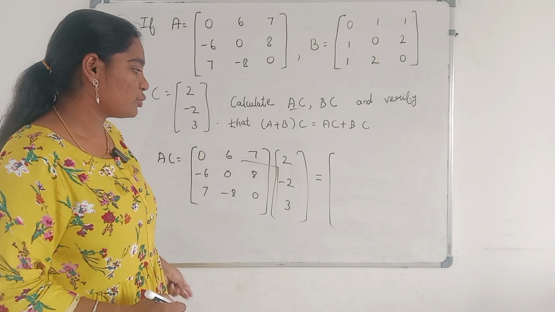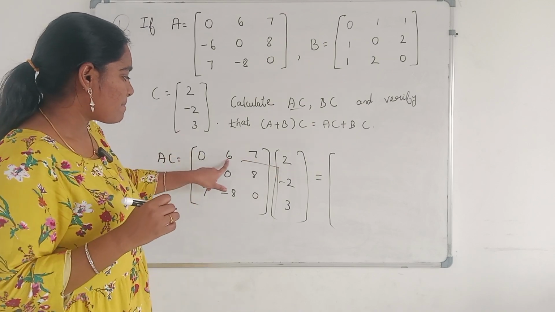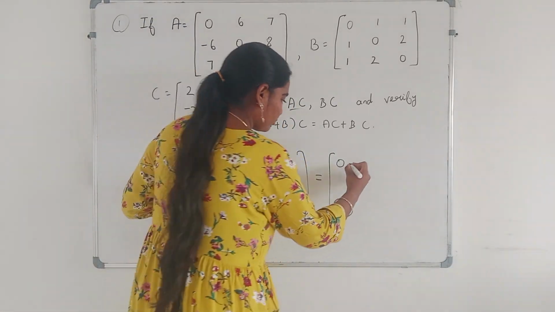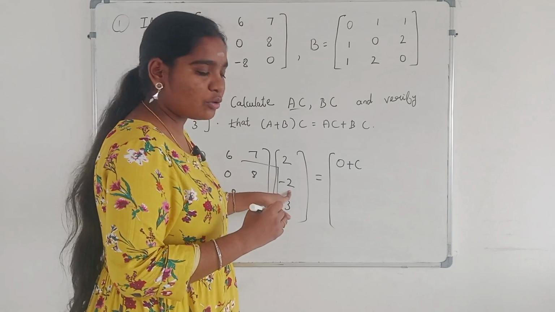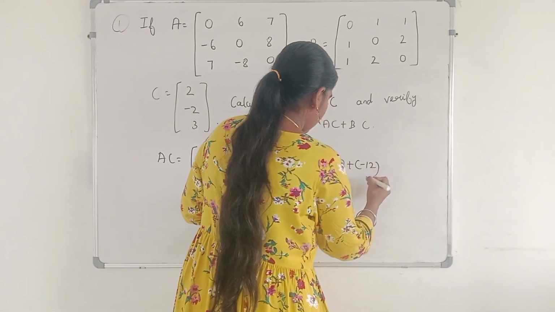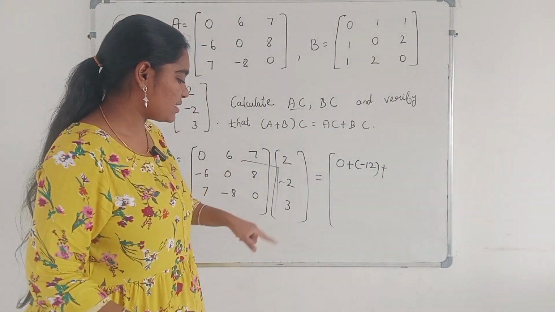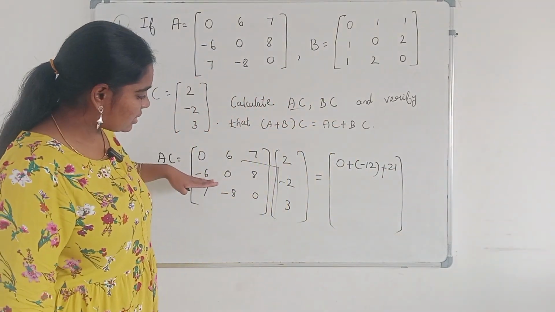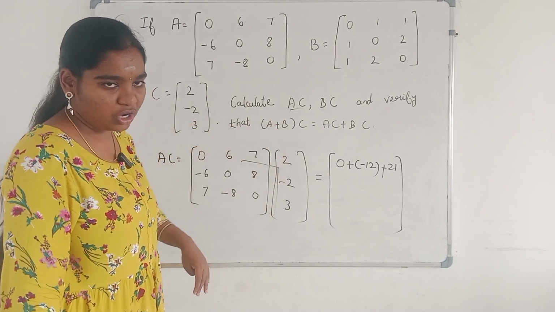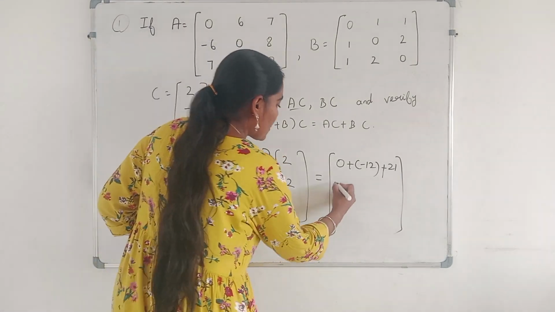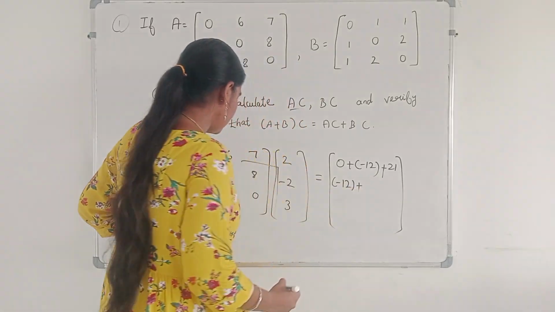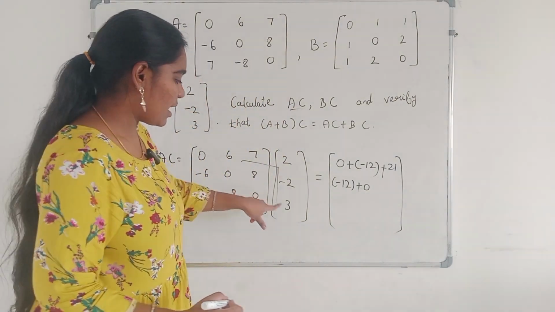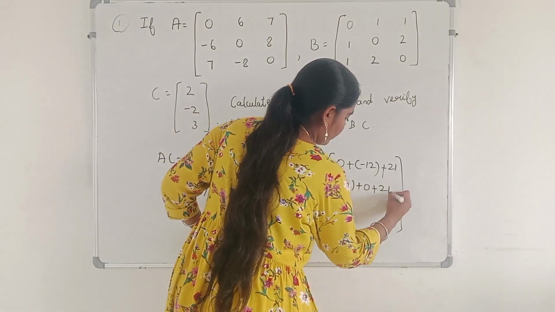So 0 into 2, what you will get? 0. Plus 6 into minus 2, minus 12. Plus 7 3s are 21. Next, this second row with this column. So minus 6 into 2, minus 12. Plus 0 into minus 2, 0. Plus 8 3s are 24.